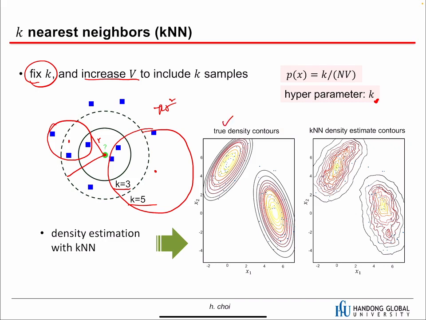So let's say this is a true density contour. From this true density contour, we generate lots of samples. And then if we estimate the density based on k and n, it looks like this. It looks similar to this one, but they are not smooth contours. If we increase the number of samples, then it will get smoother and smoother.